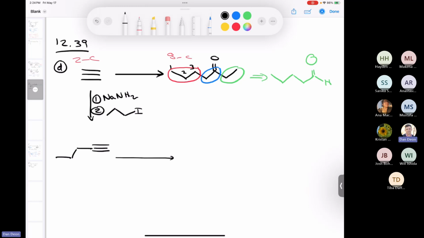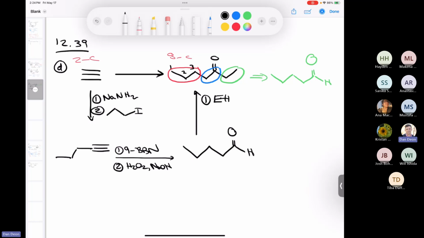So the next step would be to do 9-BBN, an anti-Markovnikov addition of water, okay, which is going to tautomerize to give you an aldehyde. So we have 1, 2, 3, 4, 5. Here's our aldehyde. So now you can see the end game, right? We take this and we treat it with ethyl magnesium bromide, followed by water or aqueous acid.